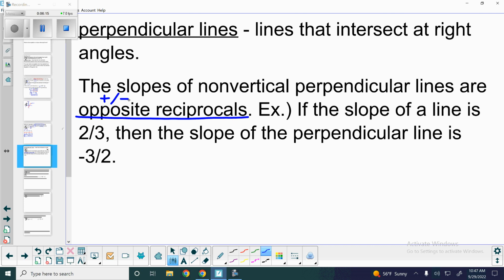So for example, if the slope of one of our lines was 2/3, the slope of a perpendicular line is a negative 3/2. Again, the 2/3 was positive, negative 3/2 is obviously negative. Taking 2/3 and flipping that would make it 3/2. That's the reciprocal.